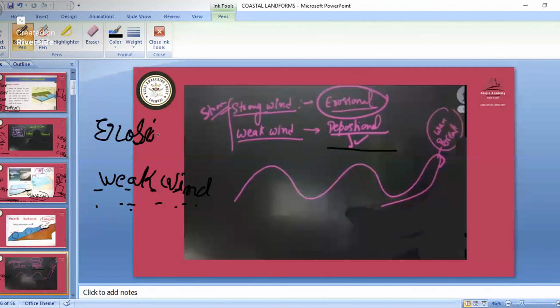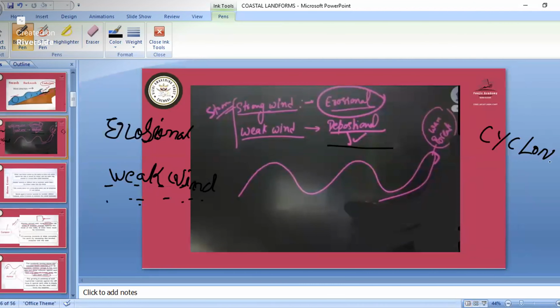In the best way you can understand strong wind during a cyclone. When a cyclone comes, a strong wind will be blowing. During that time, you could have seen even on the continental part side also, when the cyclone comes, a strong wind is blowing. Even on the continental part, we have erosion, like the breaking of buildings, trees, all this. So if the strong wind is flowing, then erosional landforms will form.